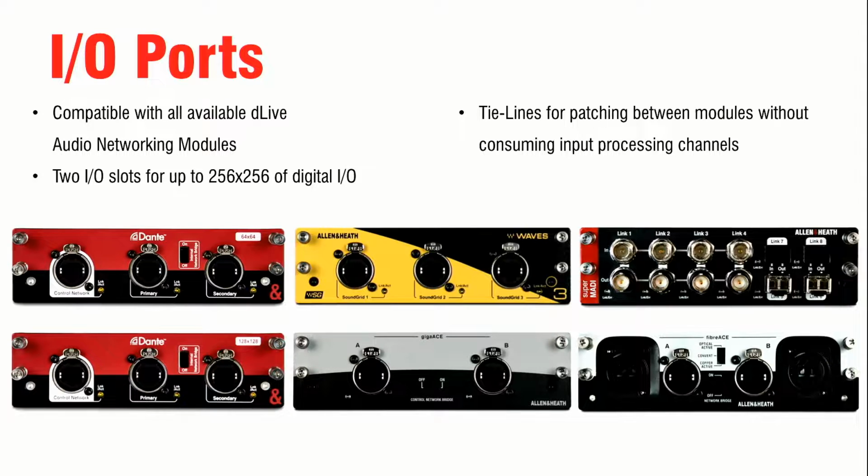Below that is Allen & Heath's proprietary Giga-Ace protocol, which allows for, again, 128 by 128 at 96K. Then over there on the right-hand side, we've got the Super MADI card, which allows for 128 by 128 MADI on BNC and on fiber. Then down below that, we have the Fiber Ace card, which is the same thing as the Giga-Ace card, but you've got fiber ports on there for those longer runs.